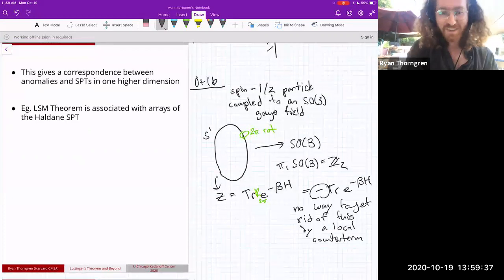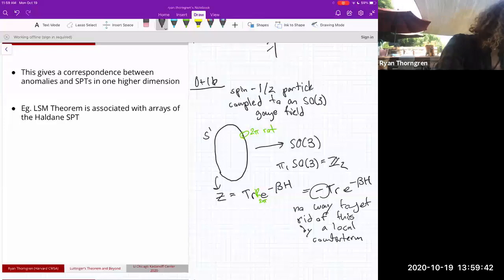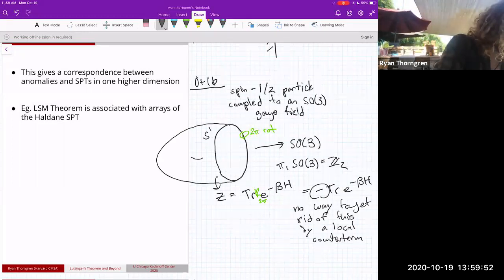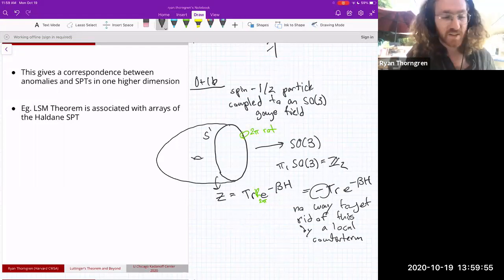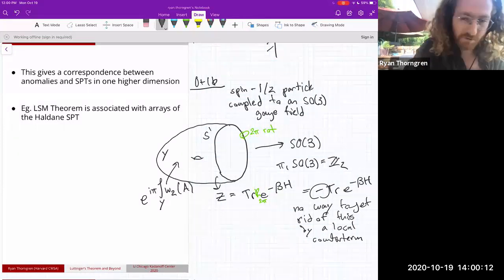Now you can try, but how do you really know? The only way to really know is to use this anomaly inflow picture, to realize that if we place this circle on the boundary of some surface, doesn't matter what kind of surface, and we place the following expression here, e to the i pi integral, so let's call this surface Y, as we did, of a quantity called W2 of this SO3 gauge field.